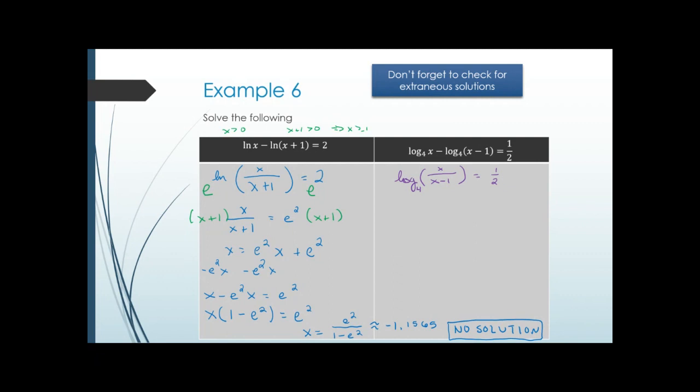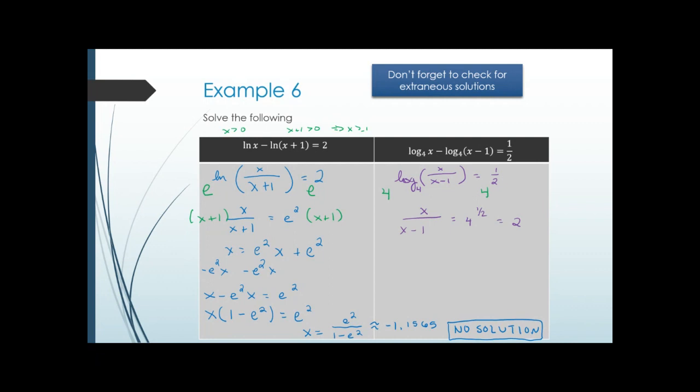So the base is 4, so in this case we want to raise everything to the power of 4. I'm going to write that in green here. I'm going to take 4 with the log as the exponent and then 4 to the 1/2. So we use 4 as the base of that exponent when we exponentiate. And that 4 and the log base 4 will cancel, so we're left with x over x minus 1 equals 4 to the 1/2 power. Now the 1/2 power is the square root of 4. Square root of 4 is 2, so that's just equaling 2.